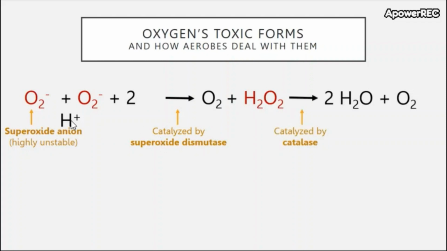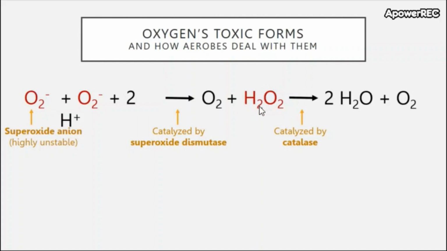This process is catalyzed or moved along by an enzyme called superoxide dismutase. So this enzyme drives this reaction forward. And this is great because H2O2 is a little bit more stable than superoxide anion. However, you've probably heard of H2O2, or hydrogen peroxide. It is a toxic compound. We use it as an antiseptic, so it can be used to try and kill cells. So it still is relatively unstable and harmful.